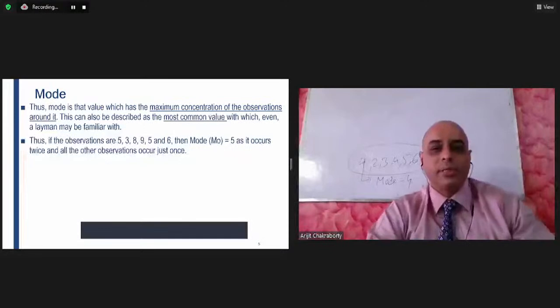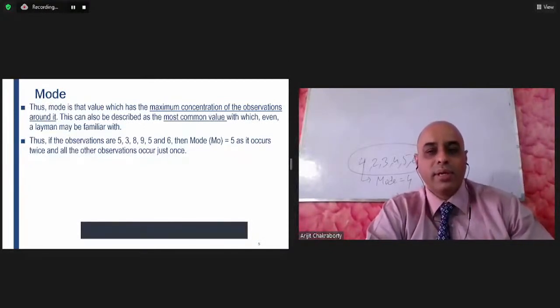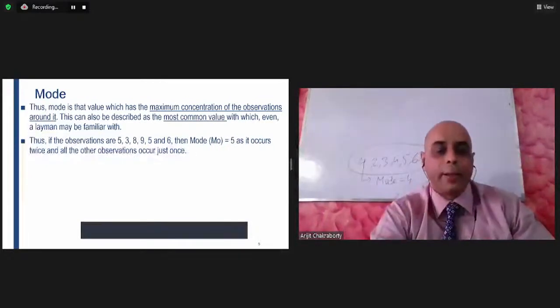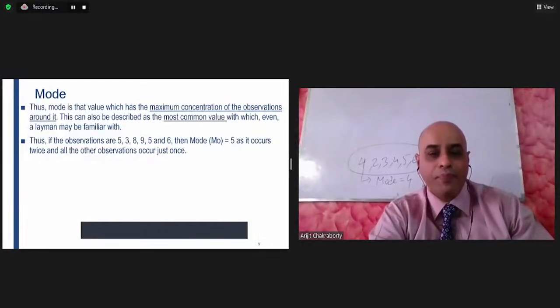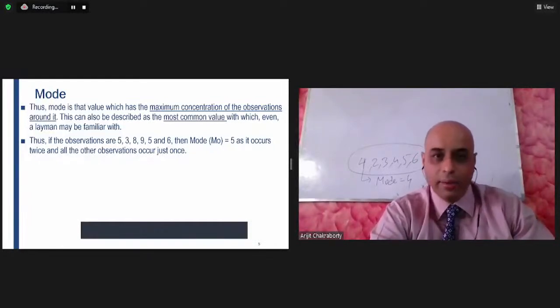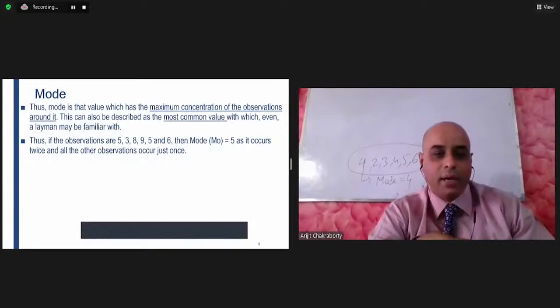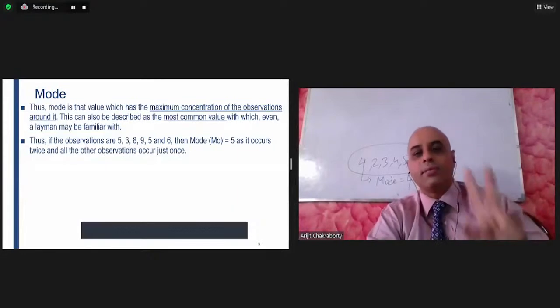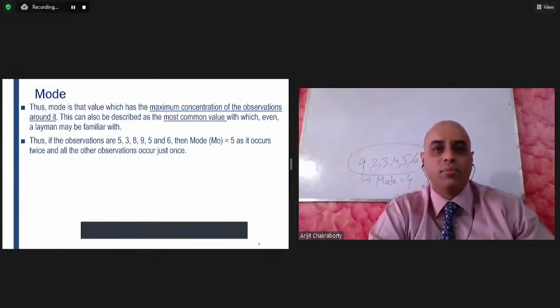So here you can see in this example 5, 3, 8, 9, 5, and 6. Mode is written as MO, like median is written as ME. So mode is 5. Why? Because out of the 6 observations 5, 3, 8, 9, 5, and 6, you can see 5 appears 2 times. Therefore, the mode is 5.